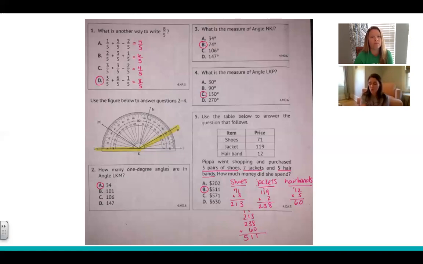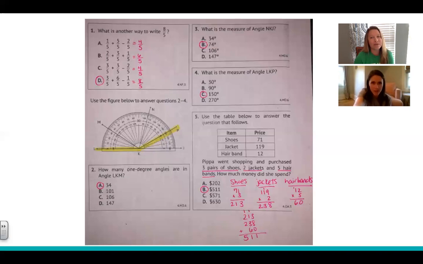So how many 1-degree angles are in angle LKM? That just means what is the measurement of LKM. And you'll notice the K is the vertex. So it's in the middle on our protractor. And so you're finding it's highlighted.